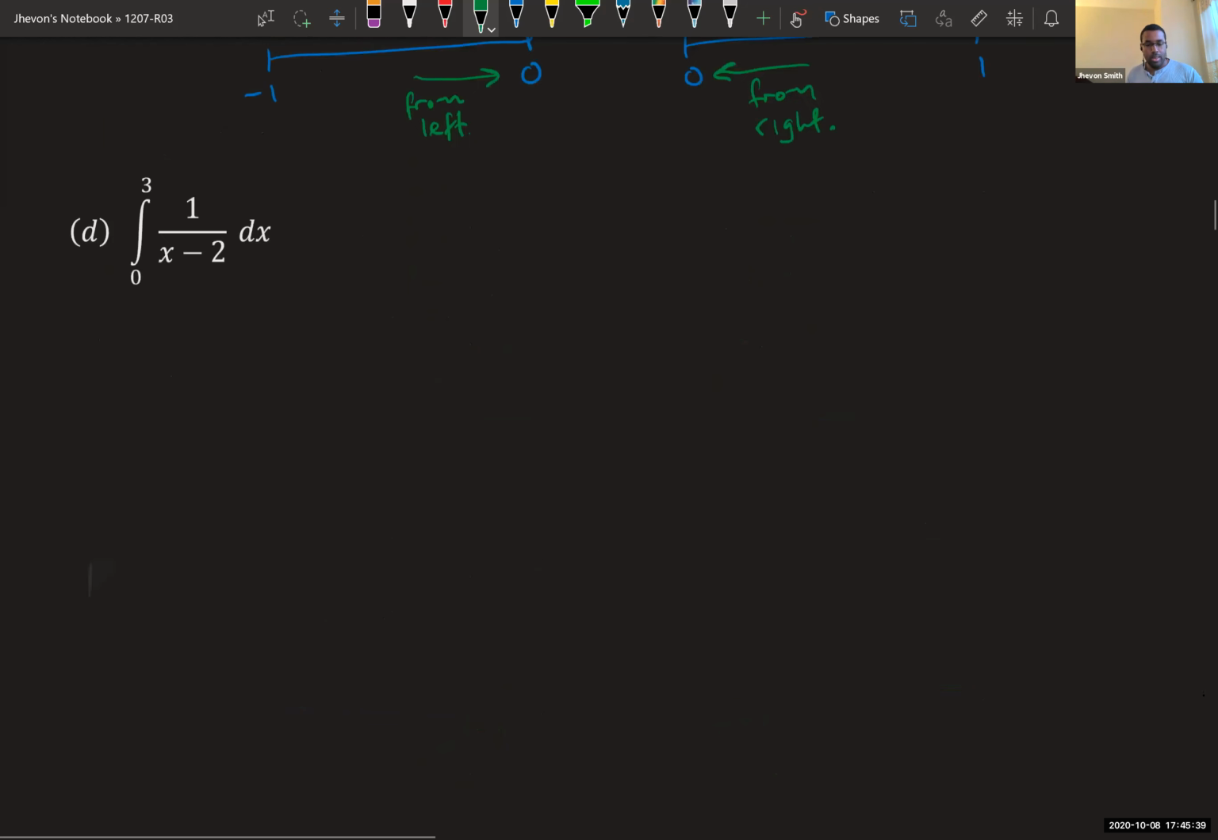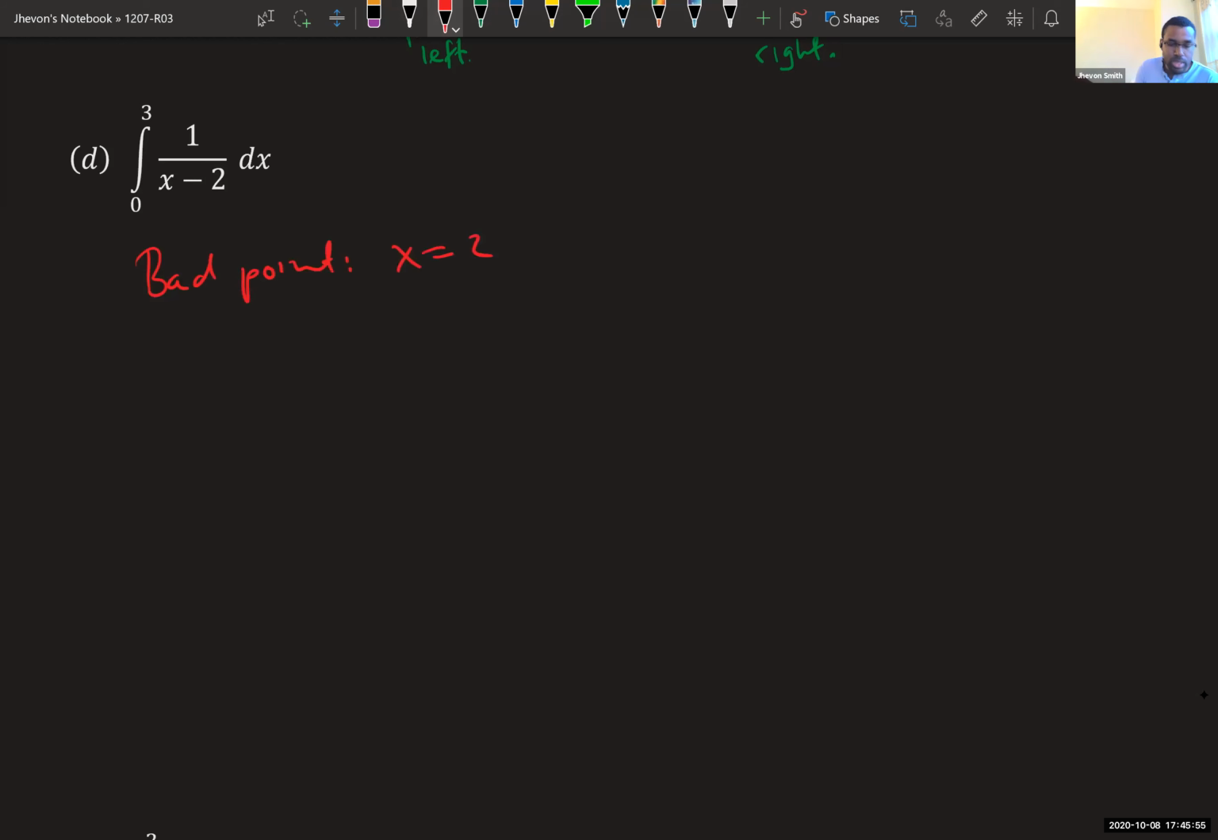This one. So 2 would be the bad point? Okay, it's a bad point. X equals 2, because that causes a division by 0. Everywhere else, this function is fine. The interval is not infinitely long, and so 2 is the only point that we have to worry about.